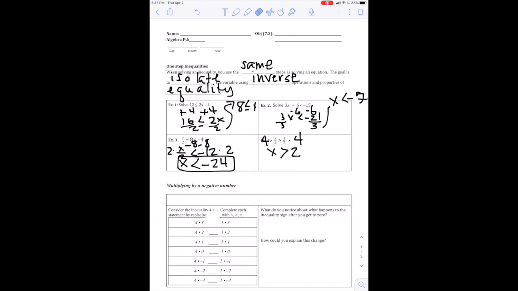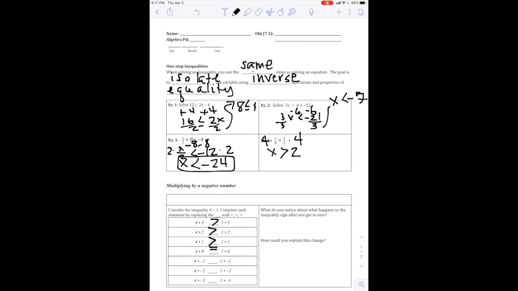So this is greater than. 4 times 2 is 8. 1 times 2 is 2. So again, greater than. 4 times 1 is 4. 1 times 1 is 1. So 4 is greater than 1. Now 4 times 0 is 0, and 1 times 0 is 0. So that statement is equal.